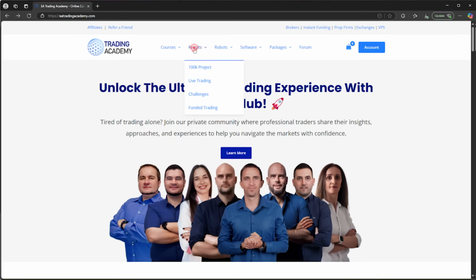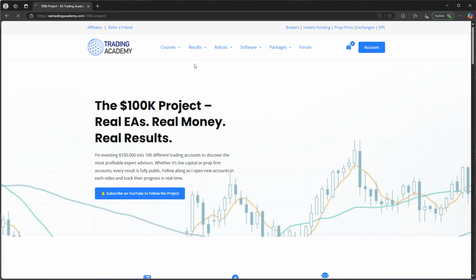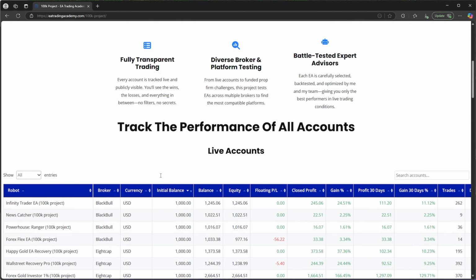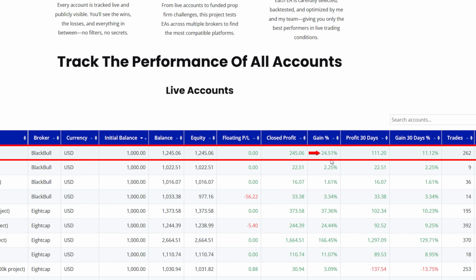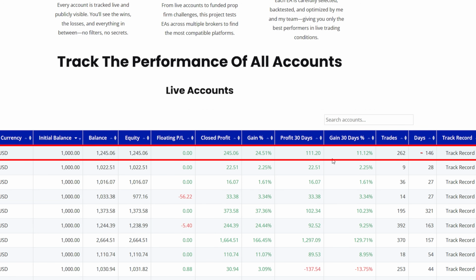or even less. The first account I will show you is running the EA Infinity, and you can see the results on the 100k project. If I scroll a little bit lower, you will see that it's the first account in the table. I'm trading it on a live Blackpool account, $1,000 as initial balance. It made 24.5% since the beginning, or to be precise, this is 146 days.